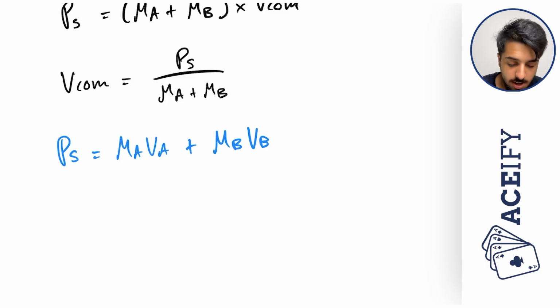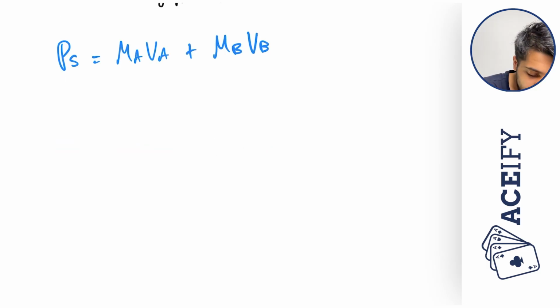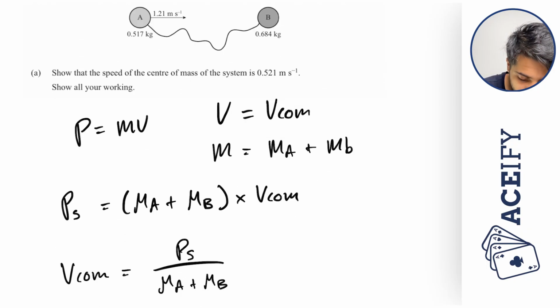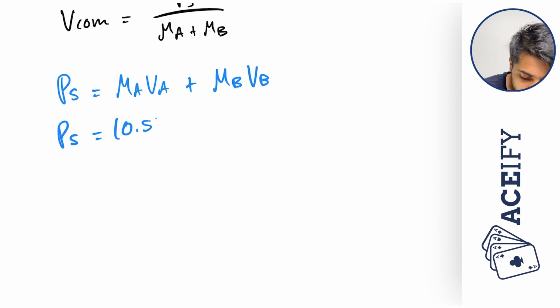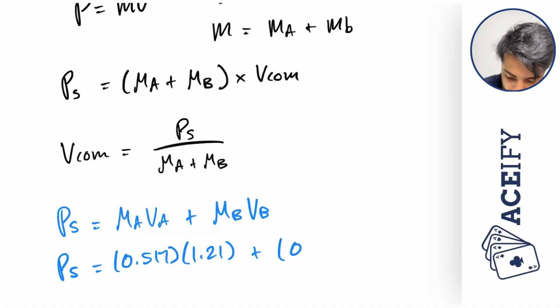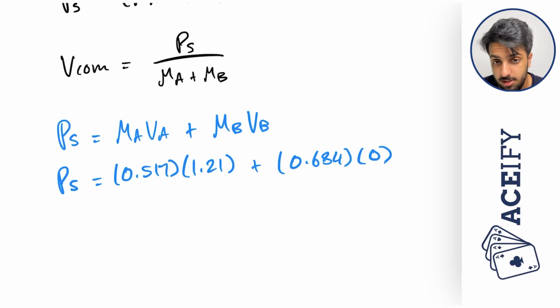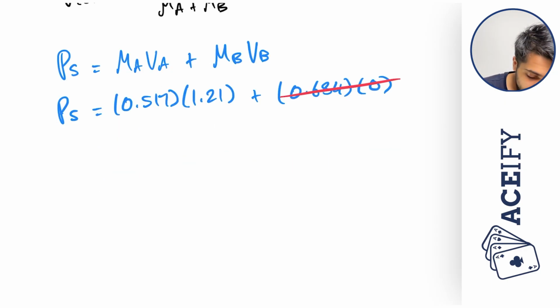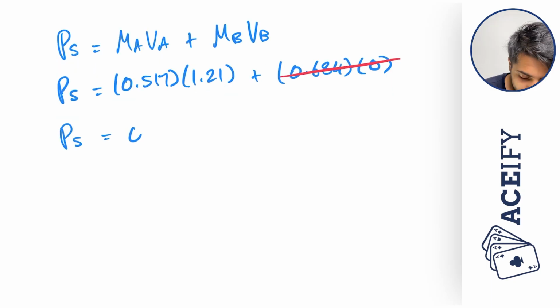Again, vb being the velocity of mass B. And so the momentum of the system is equal to mass A, which has a mass of 0.517 times its velocity, which is 1.21, plus mass B, which has a mass of 0.684 times its velocity, which is 0. And so therefore, as the velocity is 0, that just cancels out because anything times 0 is 0. And so the momentum of the system is equal to 0.62557 kg meters per second.